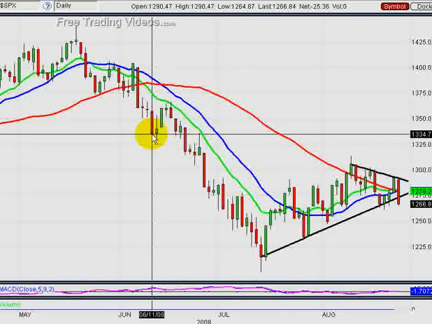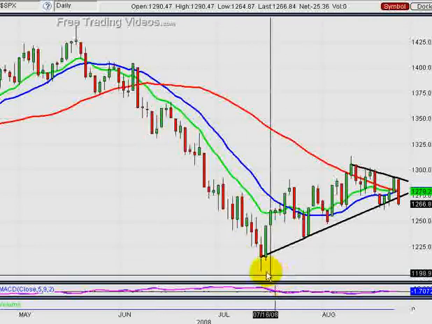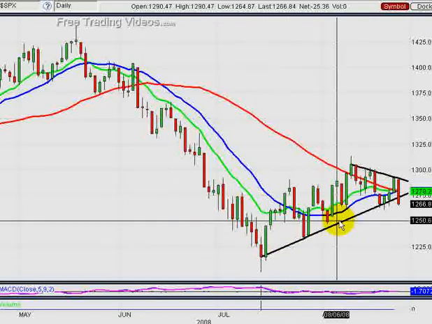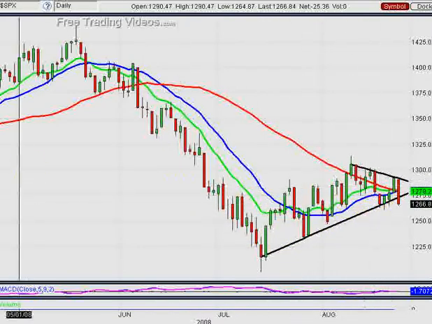I'm just going to take you through a quick run through of all the indexes here so we can see what's taking place. You see we got the S&P up here. We broke that lower trend line today. We just need to break that lower swing low there.